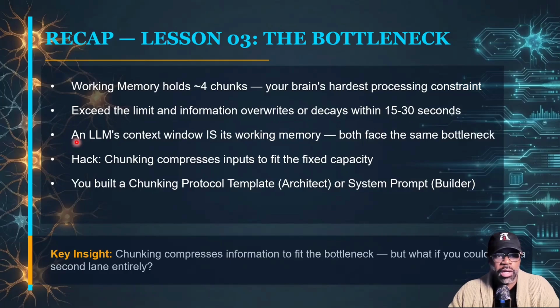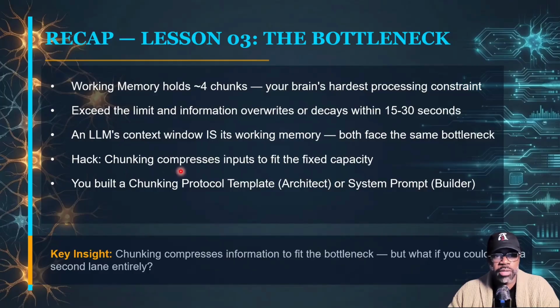before it gets actually passed on through to long-term memory. We also learned that an LLM, or large language model's, context window is its working memory. Both face the same bottleneck on the biological side as well as the synthetic side with the AI models. And a way for us to hack the bottleneck, we learned that you could use a chunking strategy. And we'll talk about chunking strategies a little bit more when we get to pre-processing large language models, fine-tuning them, and also RAG, retrieval augmented generation techniques. But we'll talk about chunking a little bit later.